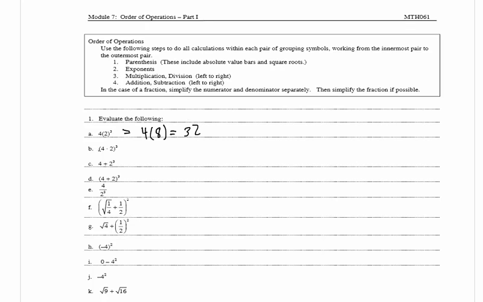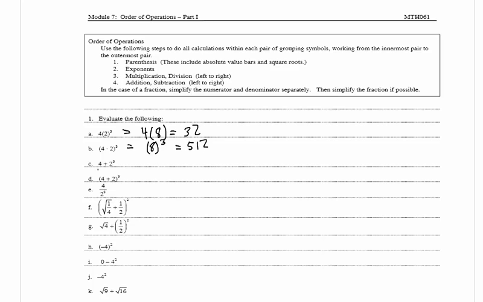In B, we have 4 times 2 all cubed. And in this case, we're going to multiply 4 times 2 first because it's inside the parentheses. So we're going to have 8, and then we're going to cube it. And 8 cubed is equal to 512.